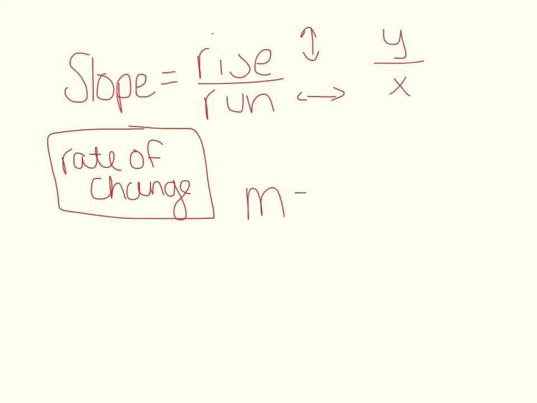So the equation for slope, to find slope if we're given 2 points, is we're just going to take y1 minus y2 over the first x value minus the second x value.